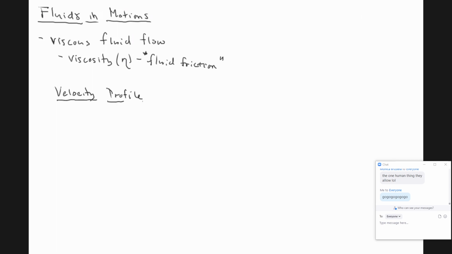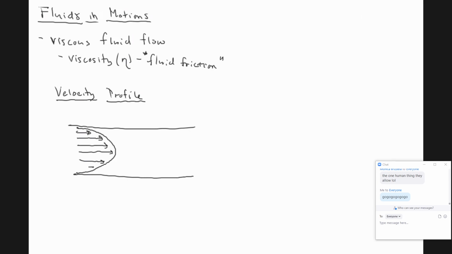So what ends up happening, so this is your fluidic channel. Viscous fluid flow will look something like this. It looks like a nice little parabola where velocity vectors are the greatest in the center of the fluidic channel, and it gets less and less at the edges. The reason being, as molecules collide with the side walls, they come to a complete stop.